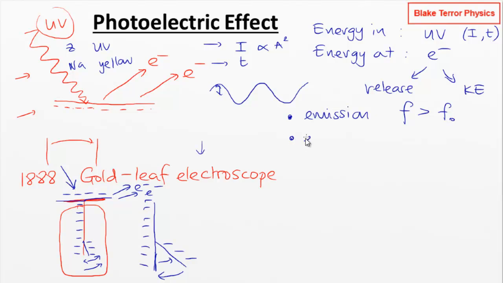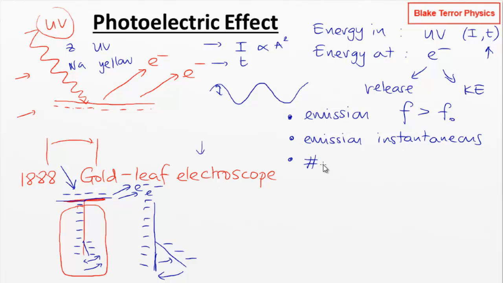So that's the first thing. Then we get that emission is instantaneous. If you're above the threshold frequency, then you get instantaneous emission. So again, this is going against what we were expecting in classical wave theory. It's taken this time part of it out of what we were expecting and what we're actually observing. So there's another problem.